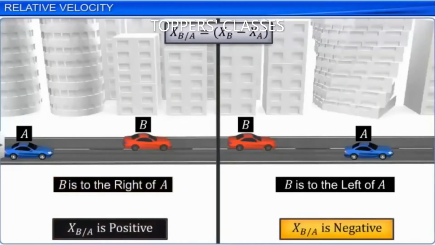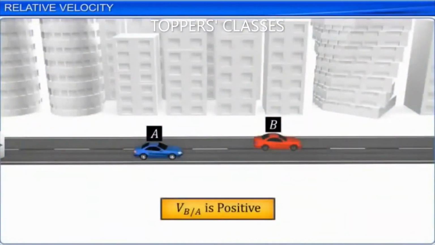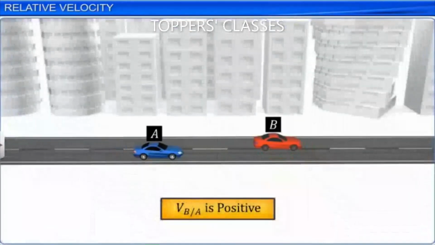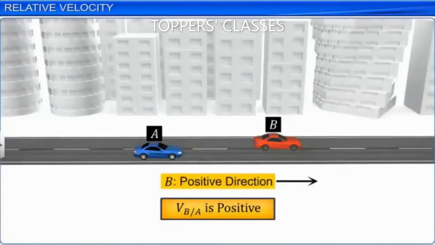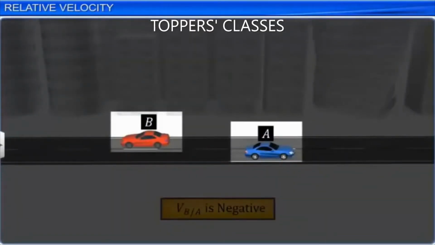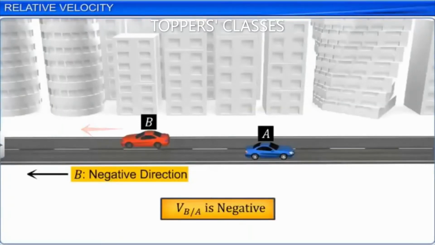A positive sign of v B by A means that when B is observed from A, the motion of B is in the positive direction, that is, rightward direction. A negative sign of v B by A means that when B is observed from A, the motion of B is in the negative direction, that is, leftward direction. This concept can be applied to determine the relative distance and relative velocity.